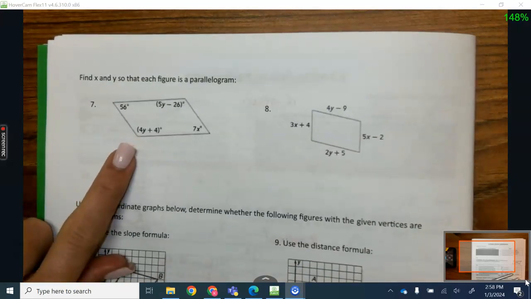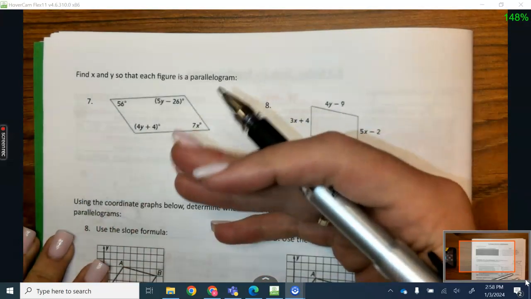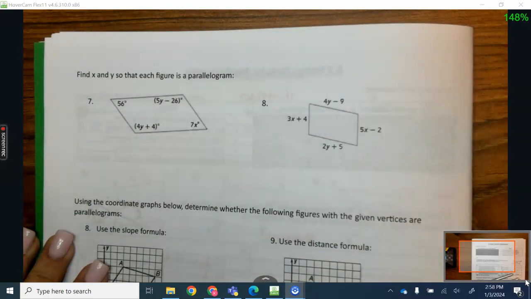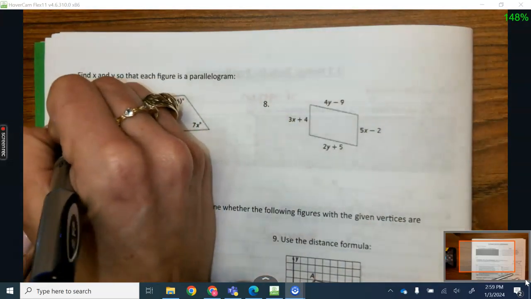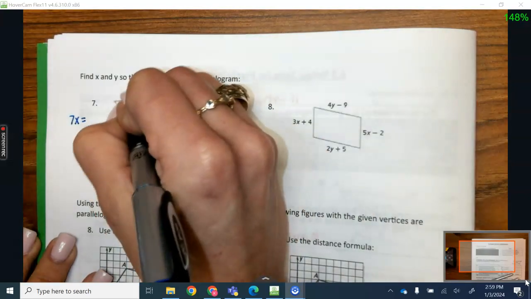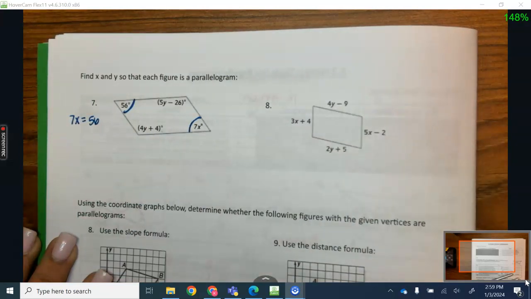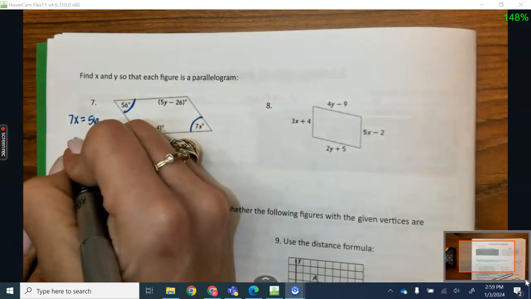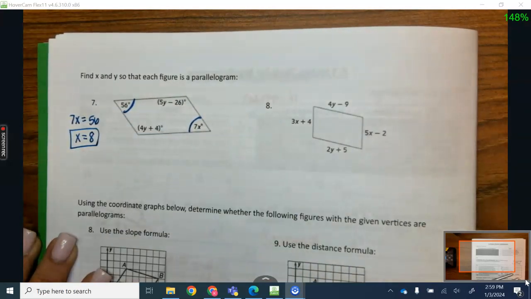So if I have angle measures, remember angle measures are on the inside of the figure, that means I'm looking to prove that both pairs of opposite angles are congruent. That's the property that I'm trying to prove. If I want to prove that, I would need to set them equal to each other because they should be congruent if it's a parallelogram. So let's start with x. This angle, 7x, should be congruent to this angle, 56. In order for them to be congruent, I have to set them equal to each other, meaning that x should equal 8 in order for this to work. X cannot equal anything else or it will not be a parallelogram.